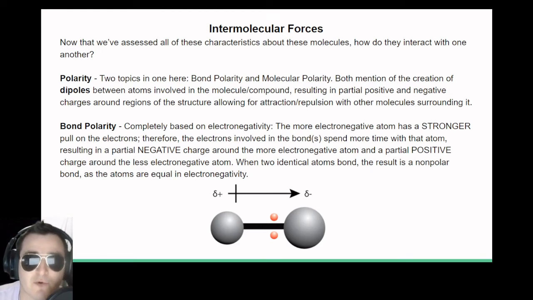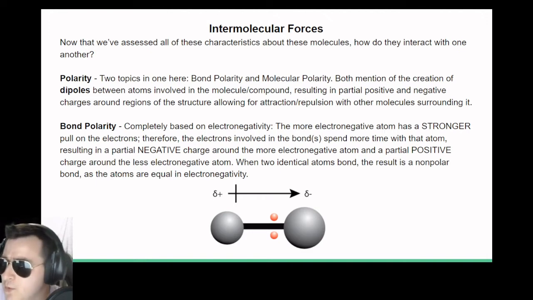Intramolecular forces are the forces we've been talking about thus far. Those specific bonds, ionic bonds, the lattice forces, or actually lattice forces are multiple ionic compounds attached to one another. So scratch that. Ionic bonds, covalent bonds, metallic bonds, those are intramolecular forces. Meanwhile, intermolecular forces, we've got lots of little itty bitties here dancing around. And how are they interacting with one another? That is our question. And so we need to be able to assess bond polarity and molecular polarity.